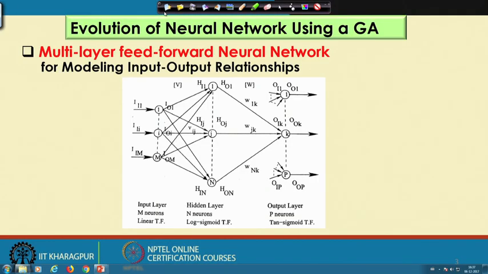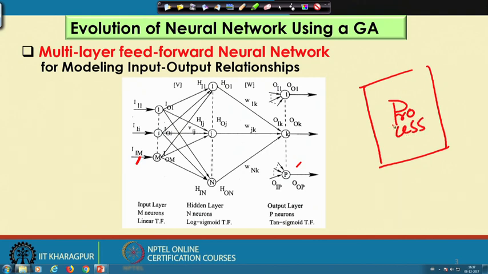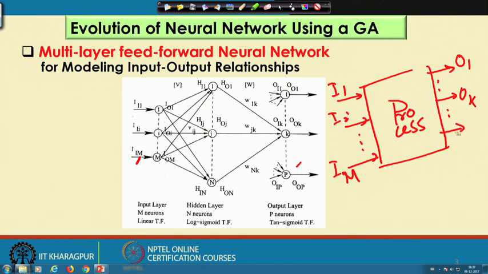So, our aim is to represent the input output relationship of a process having m inputs and p outputs. Now, let me draw the block diagram of this particular process. So, this is the process, and we have the inputs I 1, I, and so on, like m such inputs, and we have p number of outputs. So, this is O 1, then comes O k, and the last is O p. So, we have m number of inputs and p number of outputs.